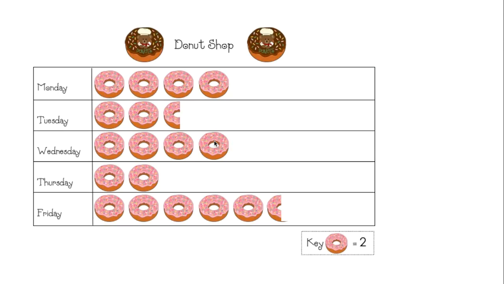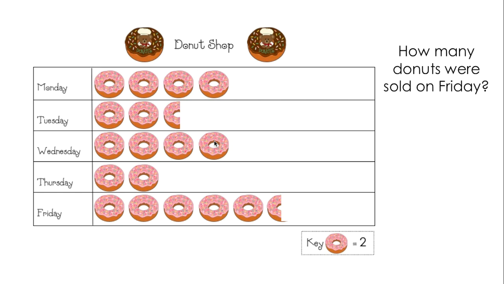Now it's going to be your turn to practice. Take a look at the pictograph. How many donuts were sold on Friday? Hopefully you chose 11 donuts.